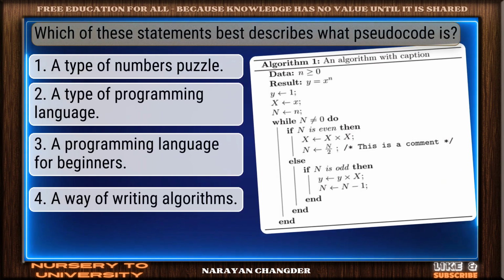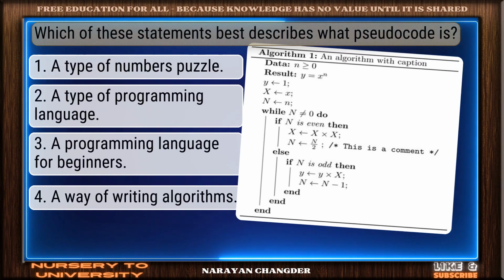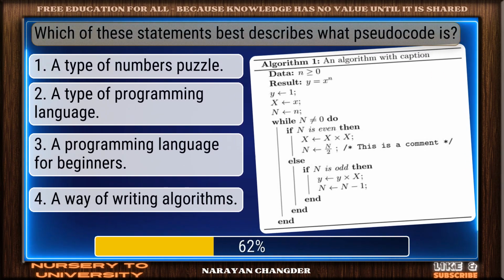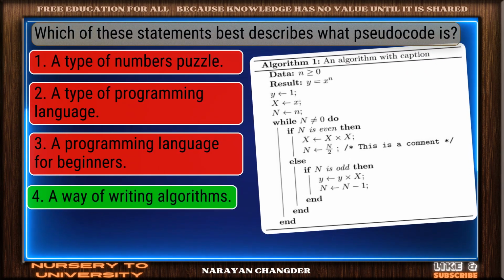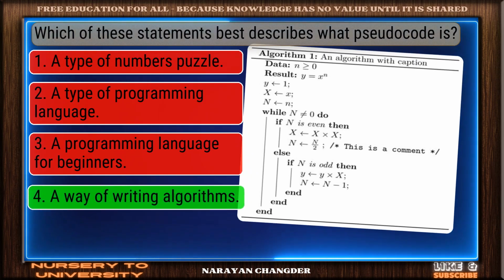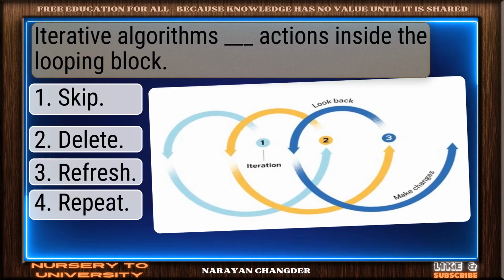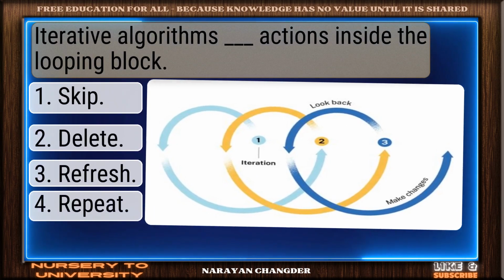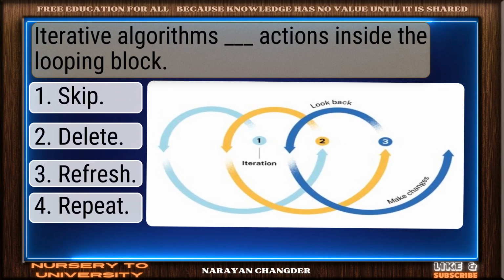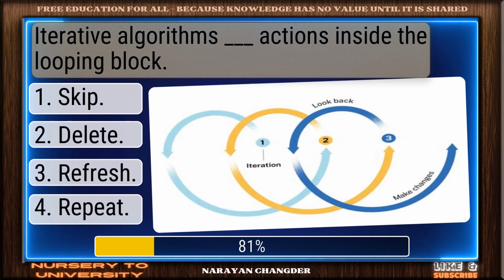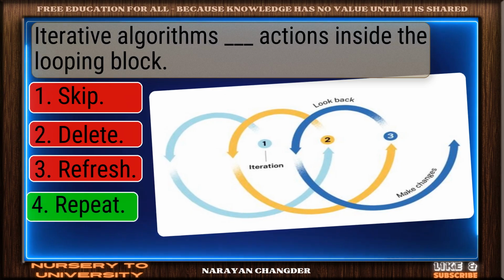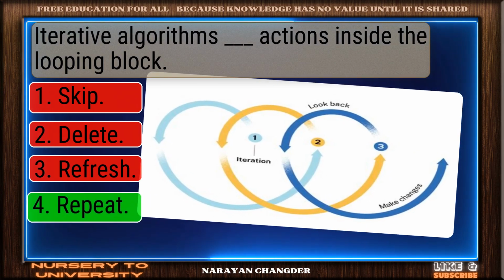Which of these statements best describes what pseudocode is? Solid response. A way of writing algorithms is a valid choice. Iterative algorithms: blank, actions inside the looping block. You chose repeat, and it is correct.